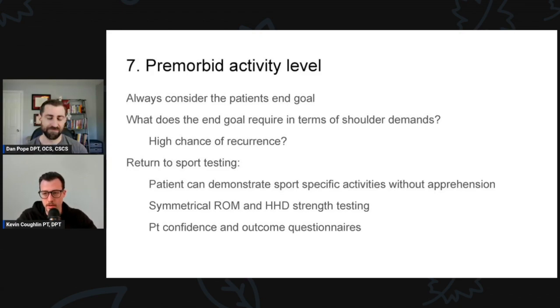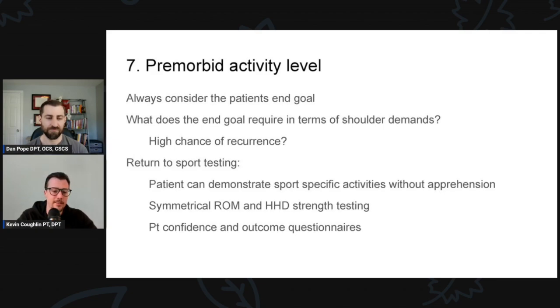versus someone who, say, is a baseball player. The demands are very predictable for the most part. Aside from maybe sliding, where they're unsure how they're going to land, the throwing motion and the hitting motion are pretty predictable. So we want to make sure we hammer some motion, some strengthening and neuromuscular stuff that looks similar to that.